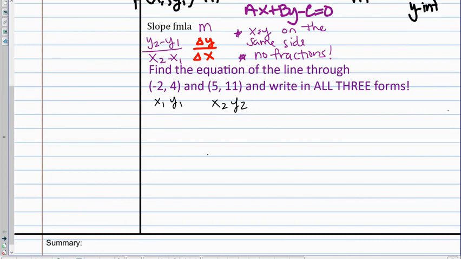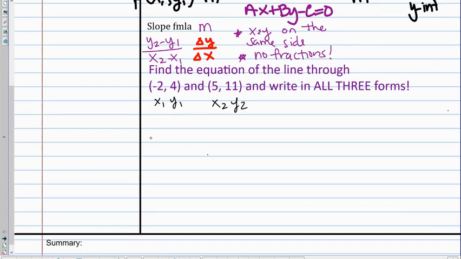Now, if you want to ask right now, okay, what is the difference if I labeled negative 2, 4 as my x2, y2, and 5, 11 as my x1, y1? That's okay as long as you stay consistent. It doesn't matter which one is number 1 and which one is number 2, as long as you stay consistent. So the first thing we're going to need to do for all of these is to find the slope.